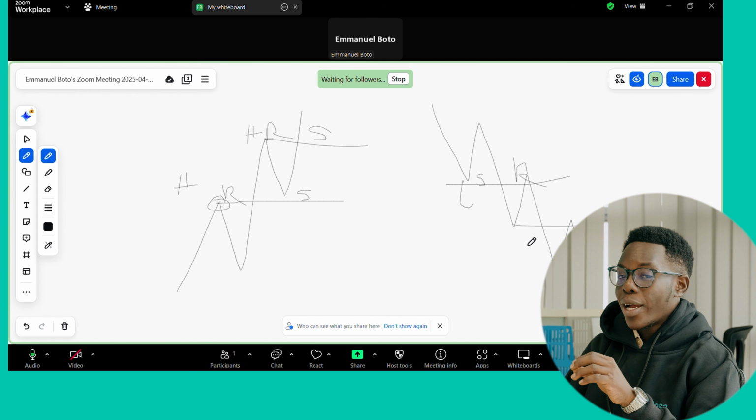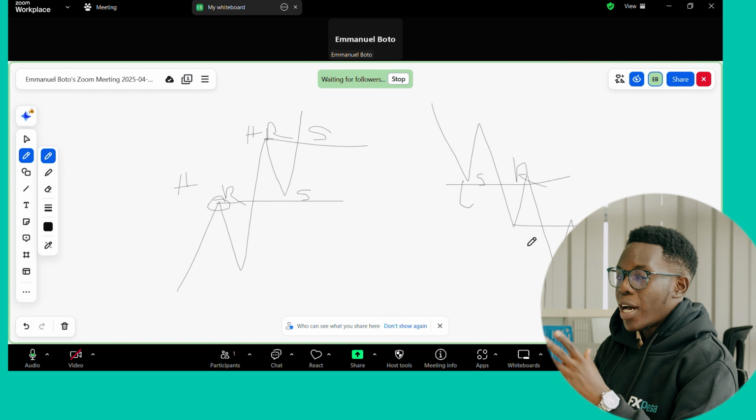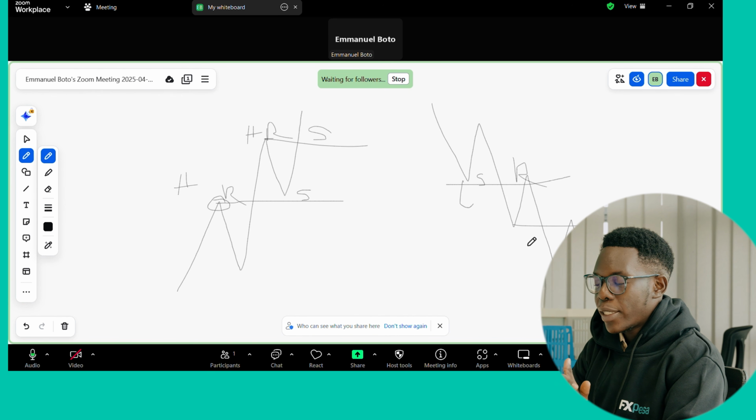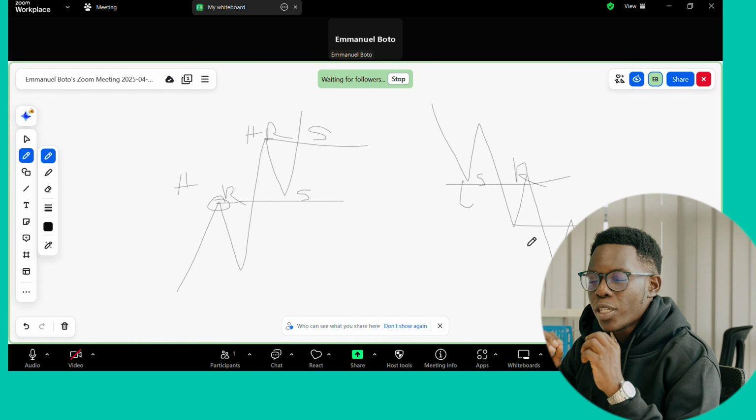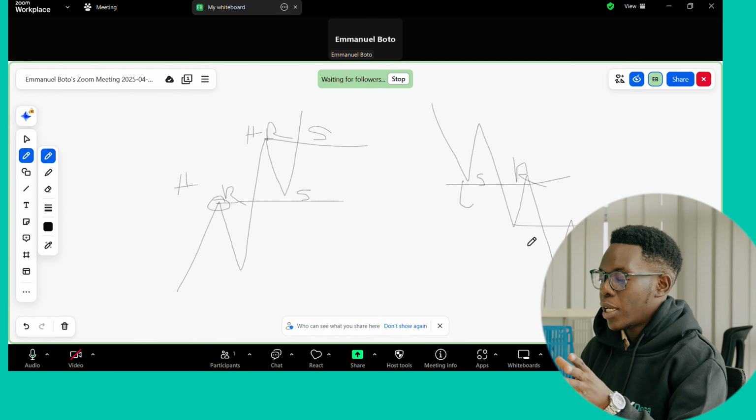Now, we're going to try to align this together with our structures and then our trend line and see what tools you can add on to simply understand the basics of technical analysis.